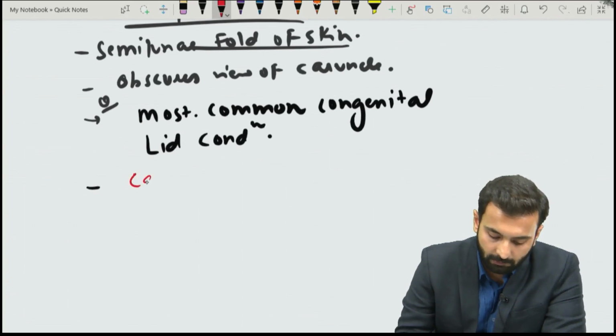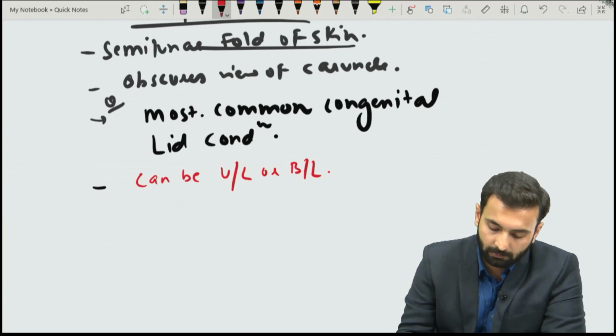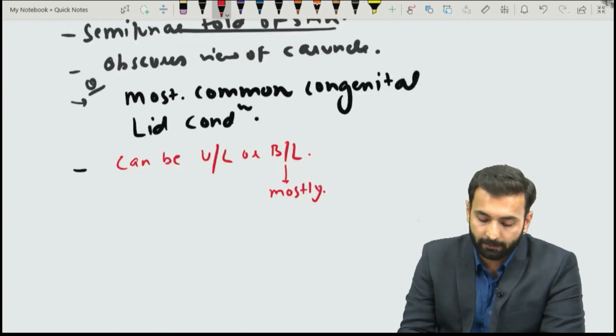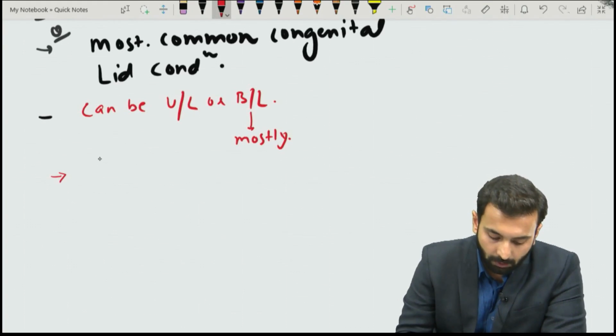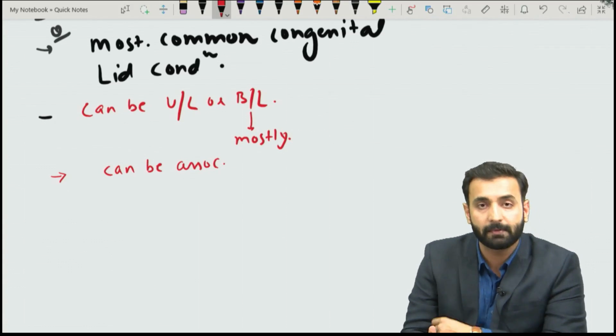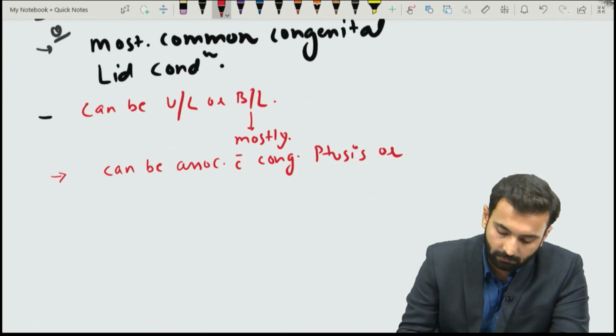Now it can be unilateral or bilateral, but mostly it is a bilateral condition, right? Mostly it is seen in the upper lids. Now this is important: it can be associated with congenital ptosis, or it can also be associated with Down syndrome.